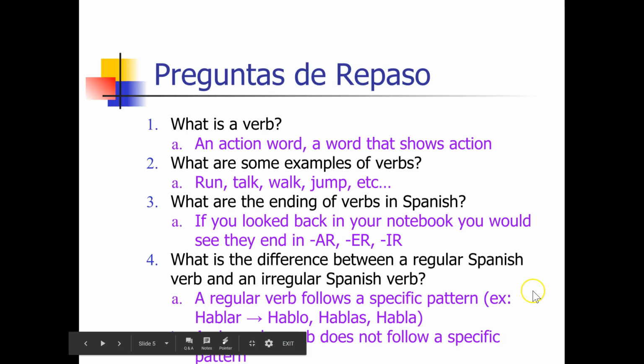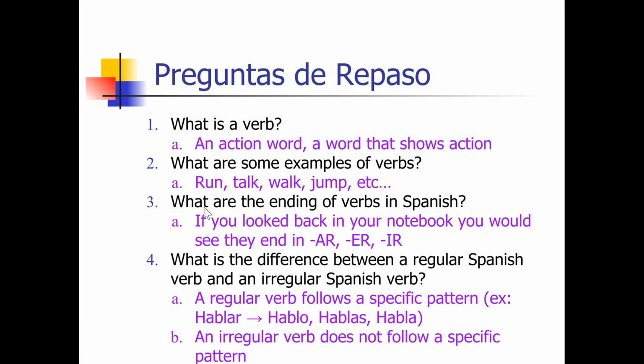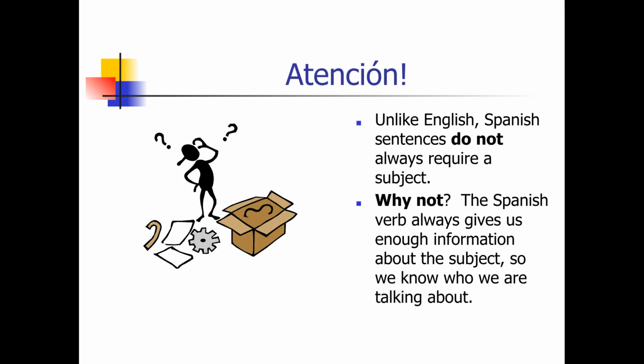So according to who or whom we're talking to or of is the ending that we would use. I'm sorry, going back here. Now an irregular verb does not follow a specific pattern, so there's no ending drop. We just kind of have to go with the different conjugations.